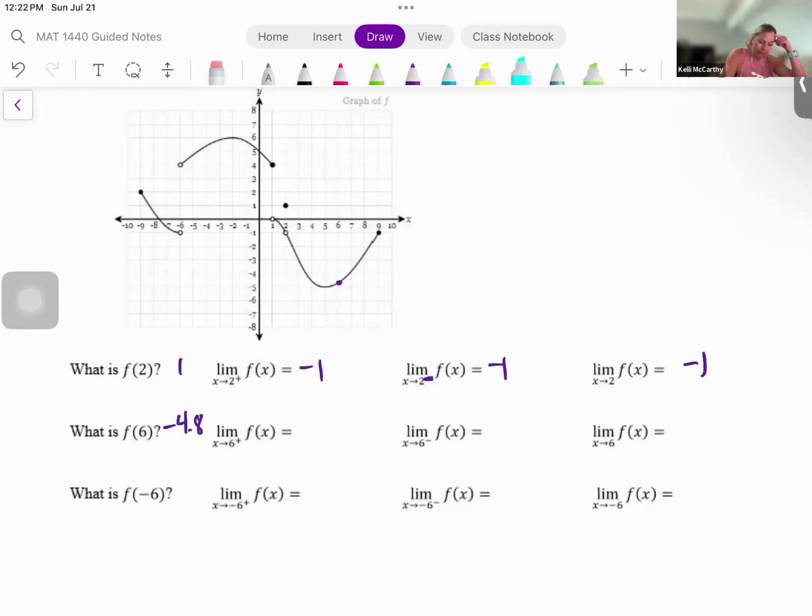Approaching the limit as x approaches 6 from the right, that's going to be -4.8. The limit as x approaches 6 from the left is also approaching -4.8. So the limit as x approaches 6 is -4.8.